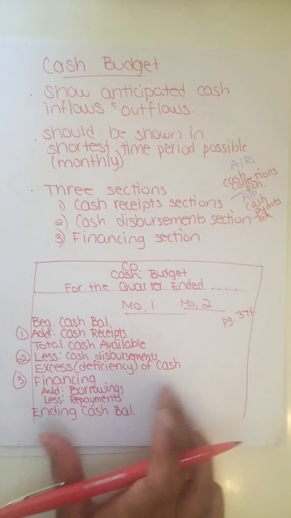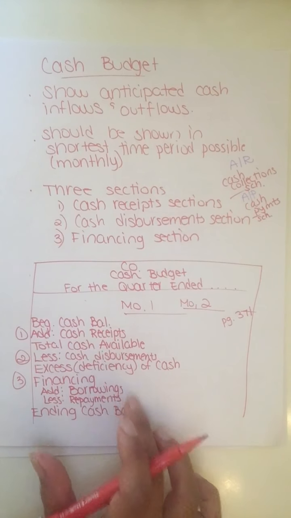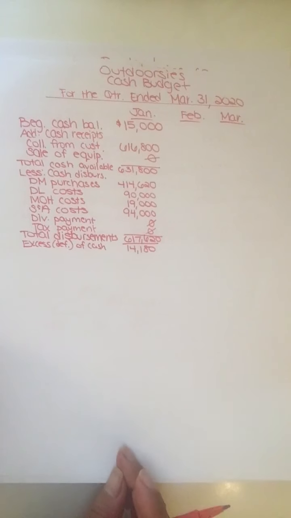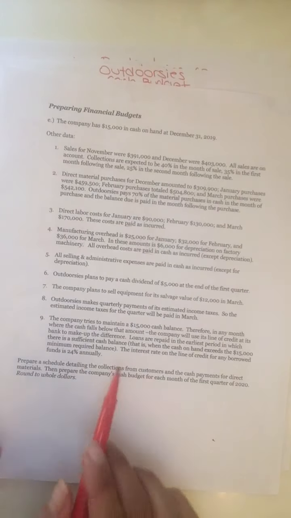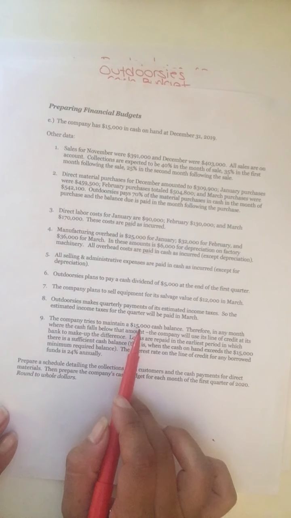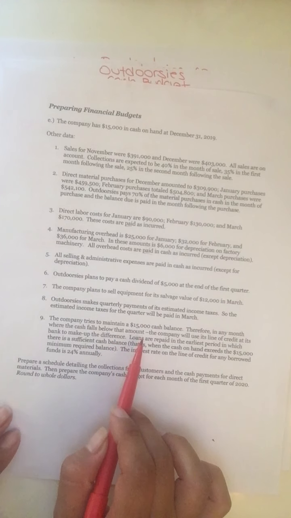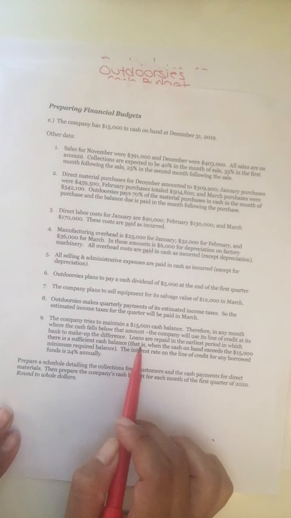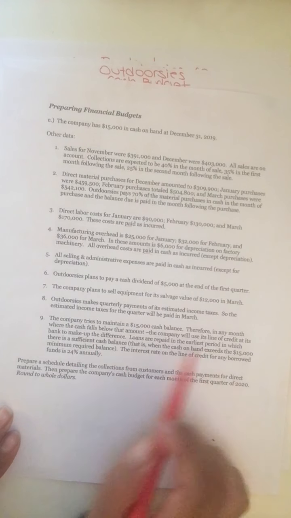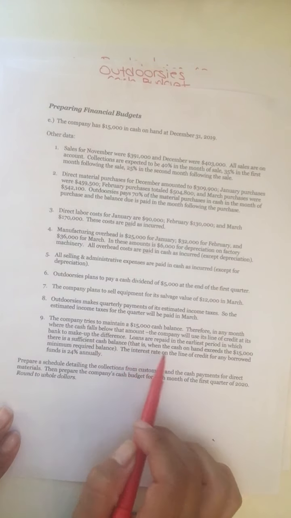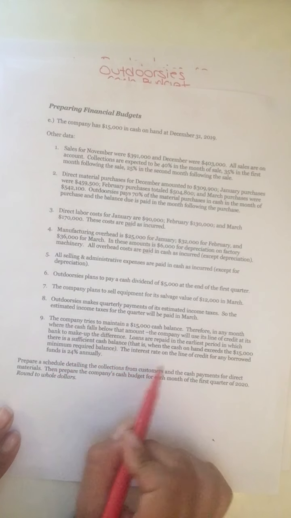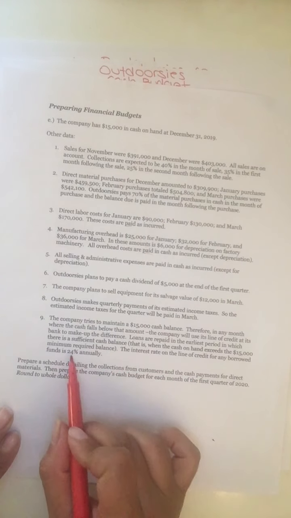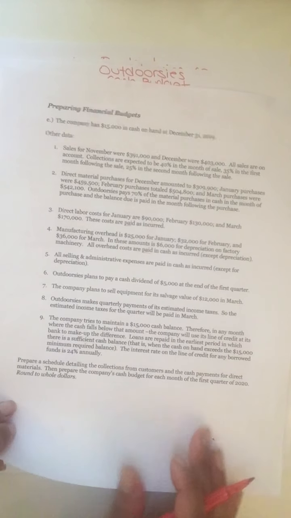We're not quite done, because you remember that we have a third section called the financing section, which if we need any borrowings to maintain a certain level of cash, we take it out there or show any repayments in that section. So let's read a little bit more on our handout. It says the company tries to maintain a $15,000 cash balance. Therefore, in any month where the cash falls below that amount, which we did, the company will use its line of credit to make up the difference. Loans will be repaid in the earliest period in which there is a sufficient cash balance. That is, when the cash on hand exceeds the $15,000. The interest rate that we're going to have to pay is 24% annually.